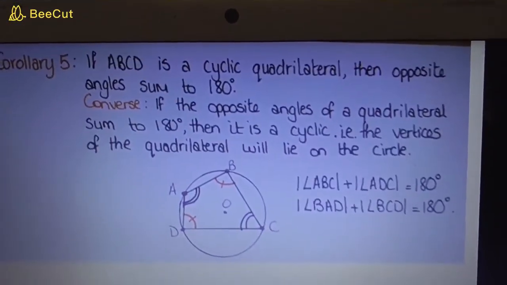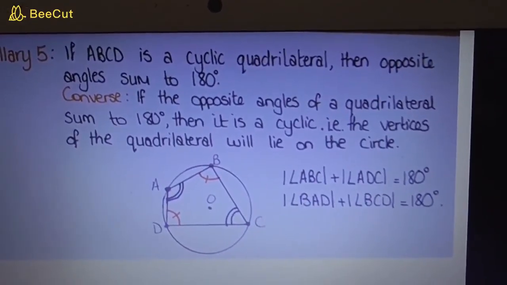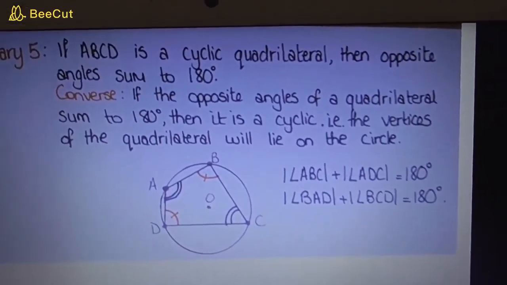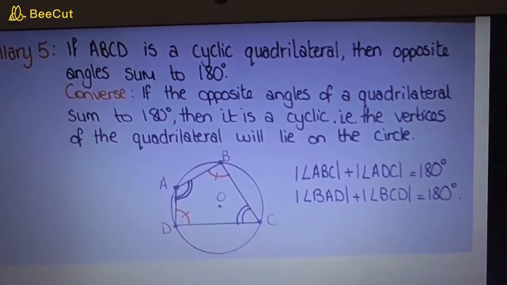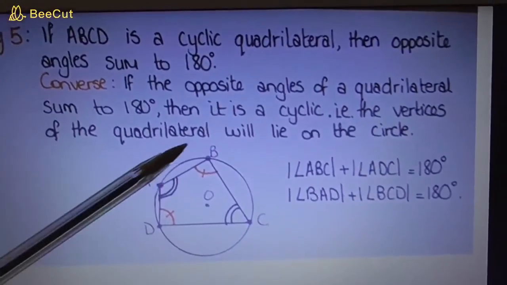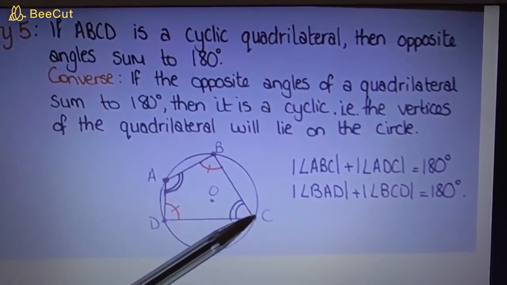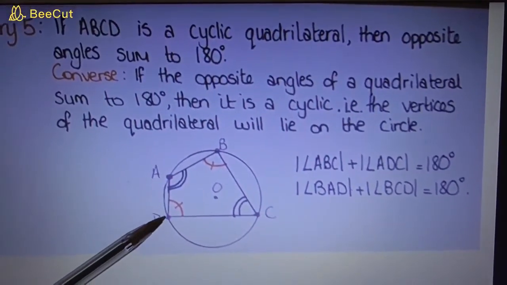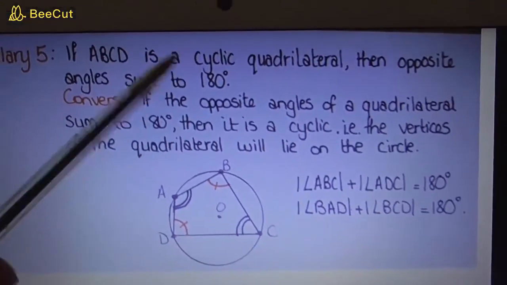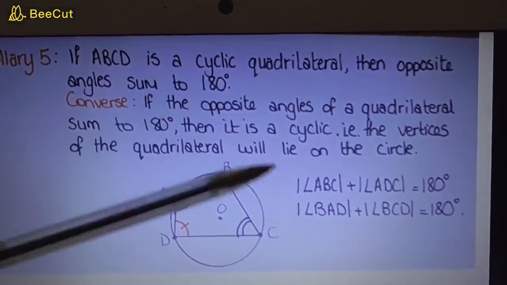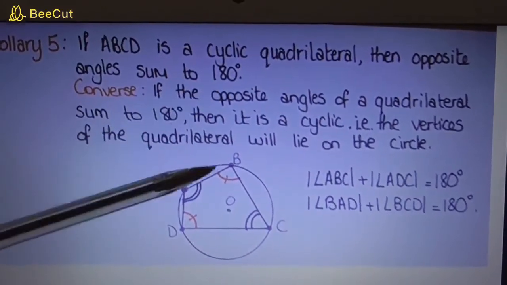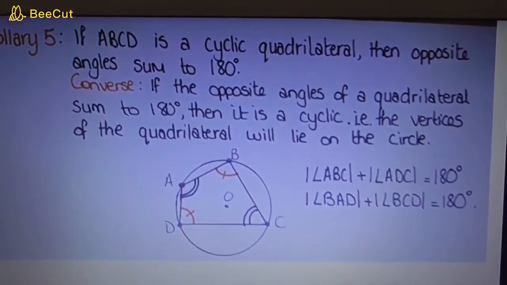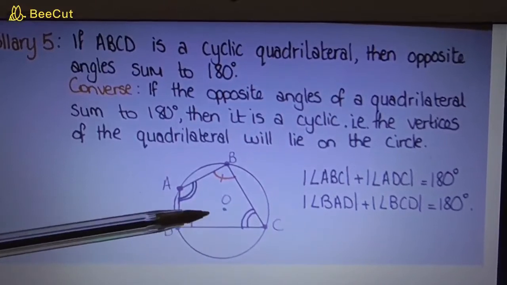And finally, corollary 5. If ABCD is a cyclic quadrilateral. Remember, a cyclic quadrilateral is a quadrilateral that is trapped inside a circle, and each vertex of the quadrilateral touches off the sides of the circle. Okay, that's a cyclic quadrilateral. So if ABCD is a cyclic quadrilateral, then opposite angles will sum to 180 degrees. It doesn't mean that opposite angles are equal. They're not equal. They will just add together to give you 180.